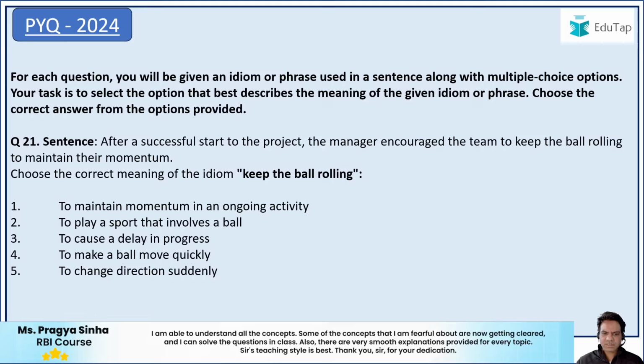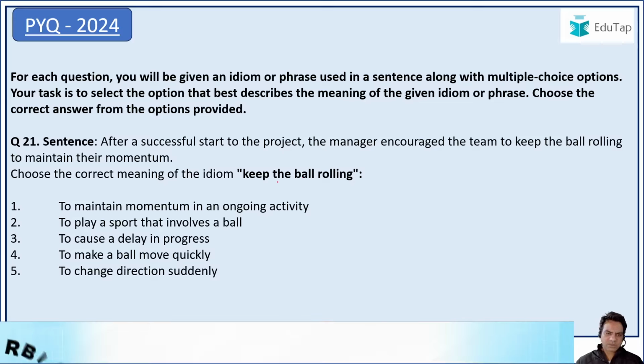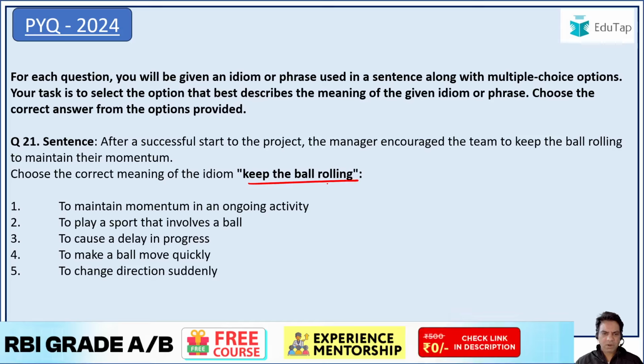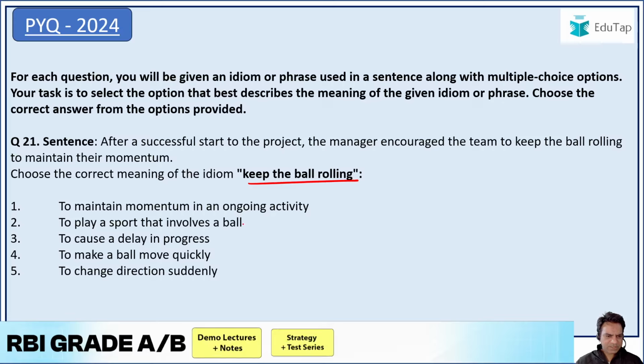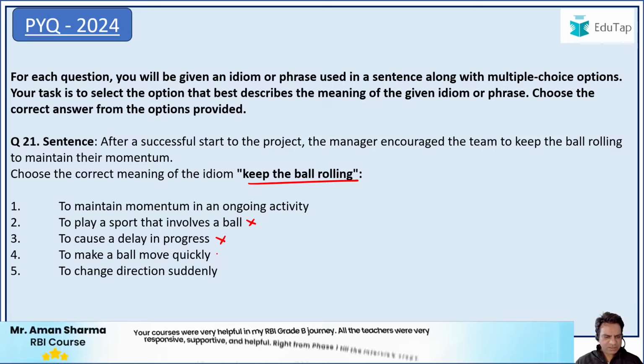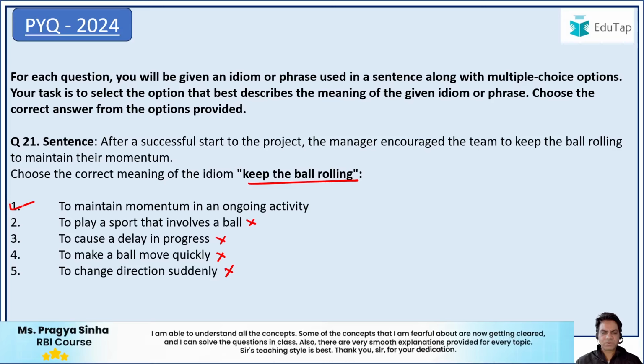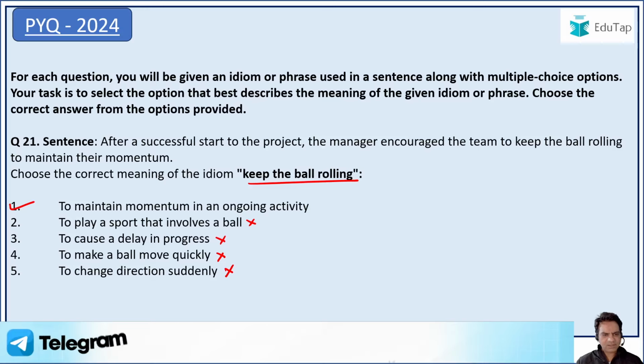After a successful start to the project, the manager encouraged the team to keep the ball rolling to maintain their momentum. So what is the meaning of keep the ball rolling? To maintain momentum in an ongoing activity, to play a sport that involves a ball, no. To cause a delay in progress, no. To make a ball move, to change direction suddenly. No, guys, to keep the ball rolling means to maintain momentum in an ongoing activity. That is what we call keep the ball rolling. Let's continue. Let's keep on doing that. So option A is your correct answer.